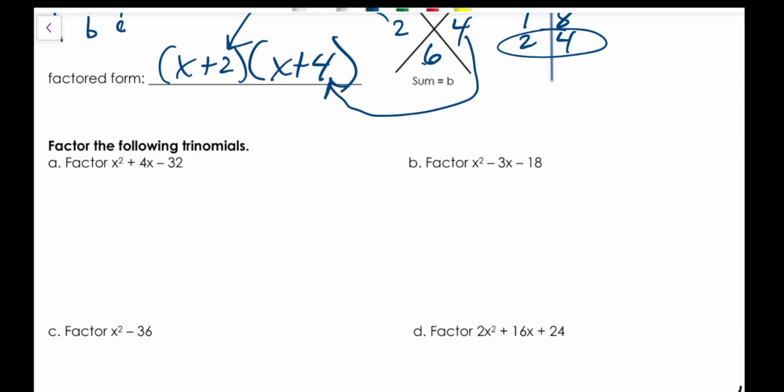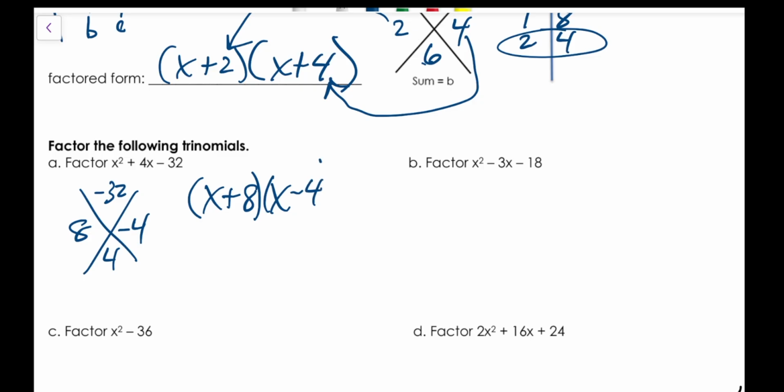Alright, so like for example, this first one here multiplies to negative 32 and adds to 4. That would be 8 and 4. And it has to have a negative because you're multiplying to negative 32. That would be right here on the 4. So this would be factors x plus 8 and x minus 4. And so on. So we're going to keep moving on.